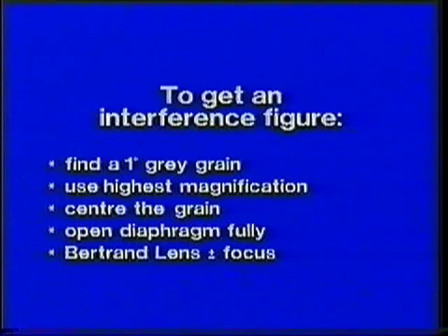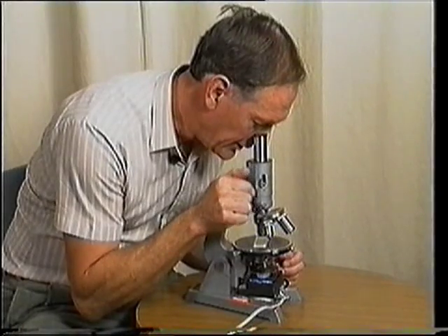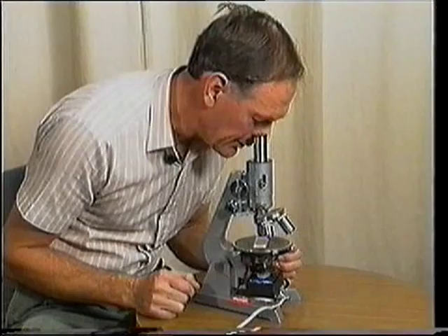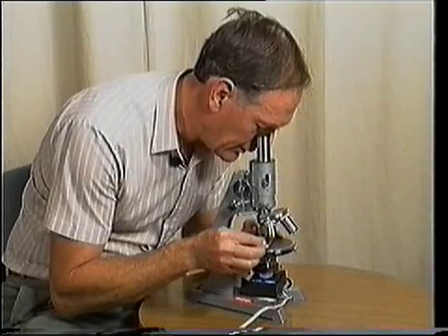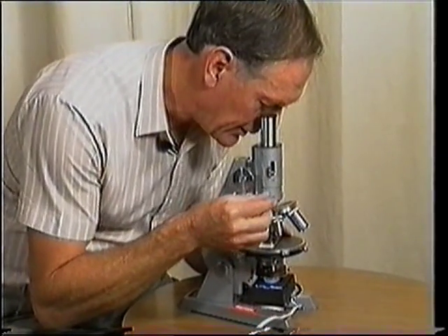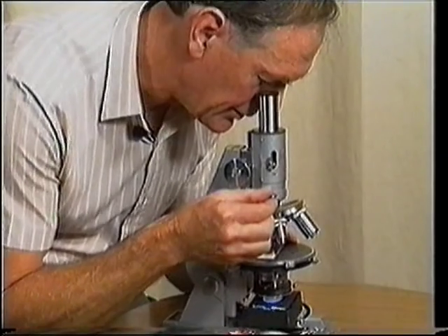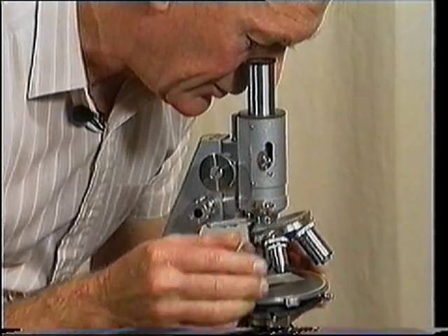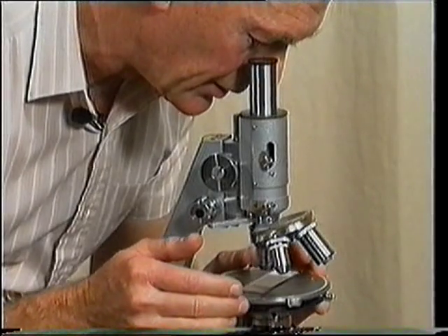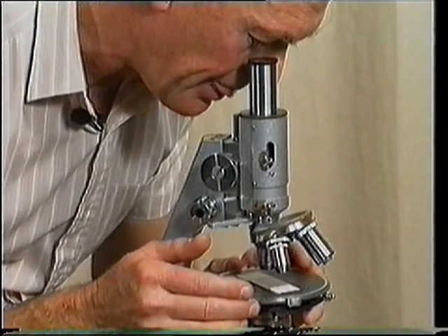Here are the main steps to getting an interference figure. This sequence illustrates the procedure for finding an interference figure. Firstly, we will be scanning round the slide, looking for a suitable grain, crossing the polars for each field of view and also using plane polarized light, rotating the stage between cross polars to pick our suitable low interference colour grain.